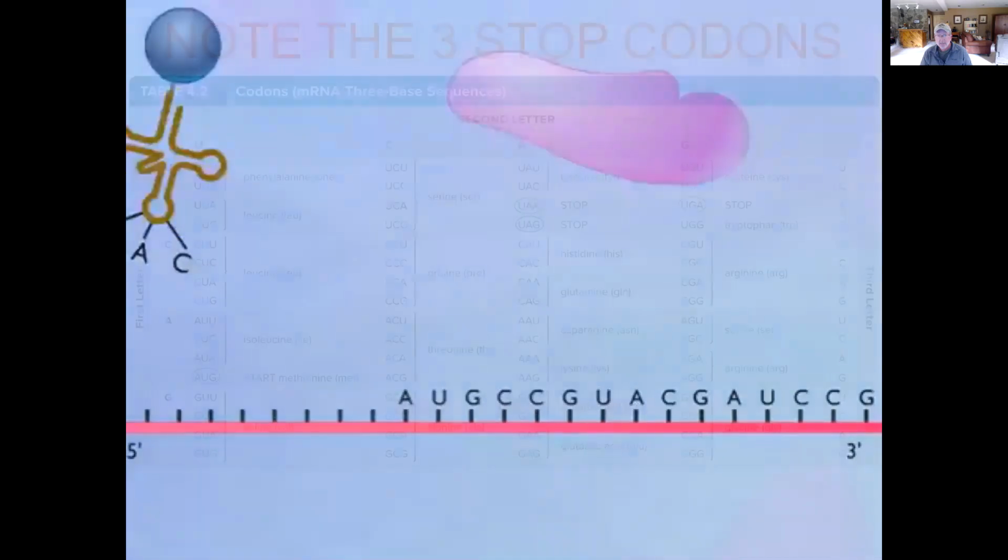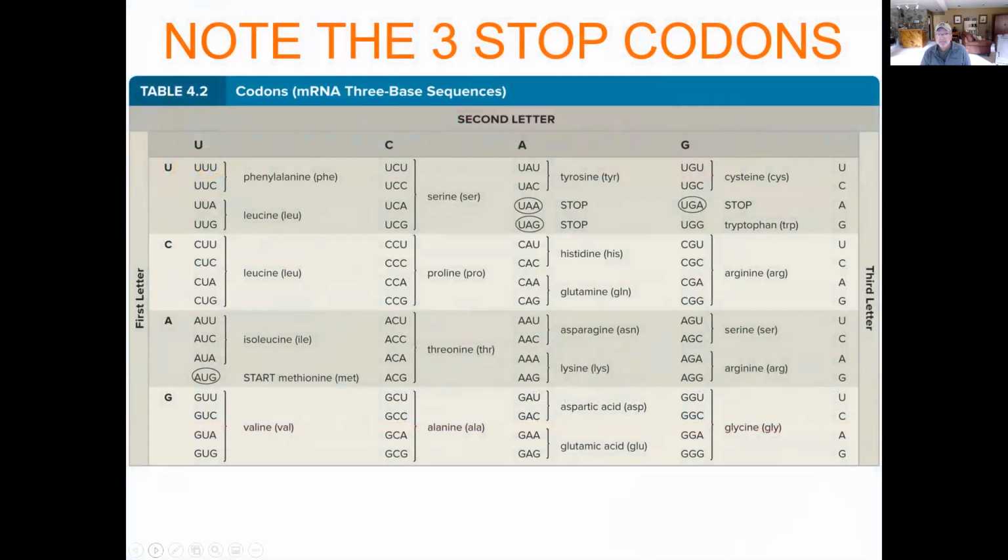Translation is initiated. Okay. So again, this simply reviews the presence of the 3 stop codons, UAA, UAG, and UGA. So you might want to know those.